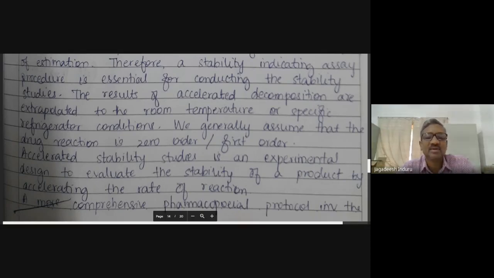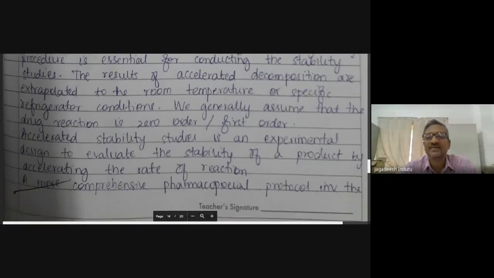You may be thinking that we are launching in advance. If it is not stable at room temperature, what will happen to the patient? That is the reason we conduct real-time studies in parallel, at regular room temperature. If any problem comes, then we get the product back. That is called a product recall.